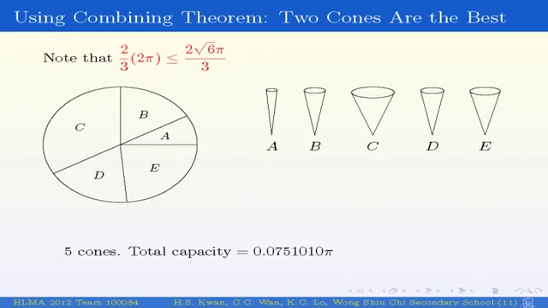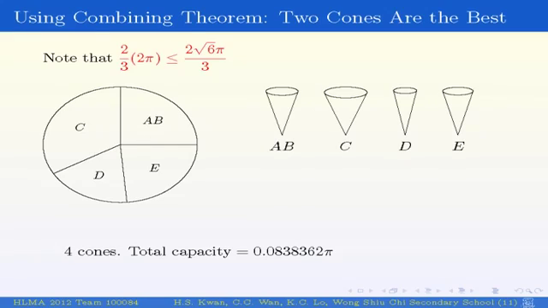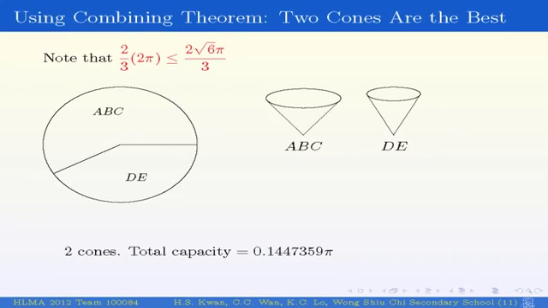And now, if we have a circle which is cut into 5 sectors or 3 sectors or above, we notice that the smaller two sectors have a sum of arc lengths that is smaller than or equal to 2√6π/3. And we can adopt the combining theorem, combining these two sectors. And we will repeat this process until we have 2 sectors left. That is, two cones are the best.